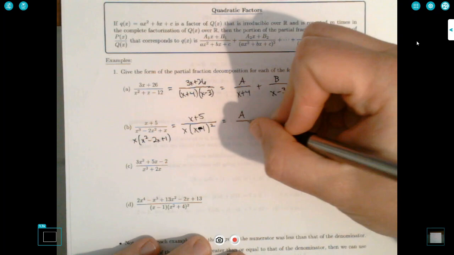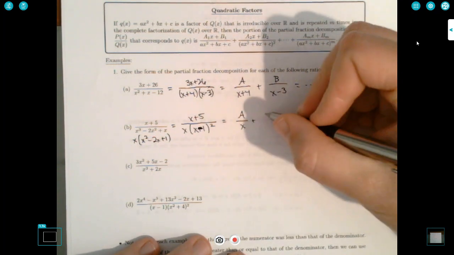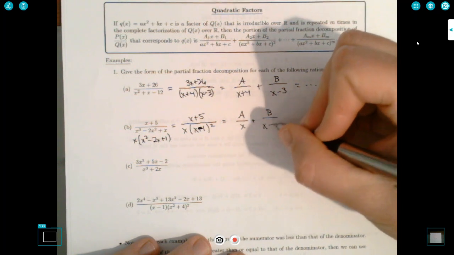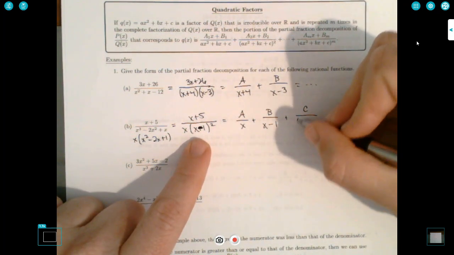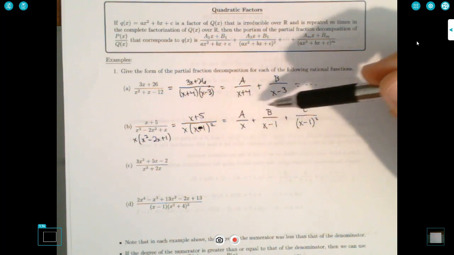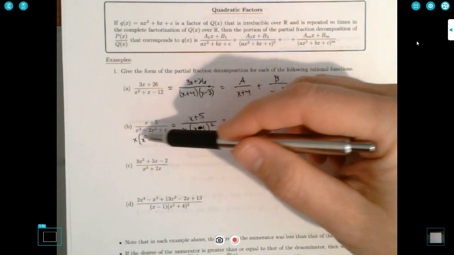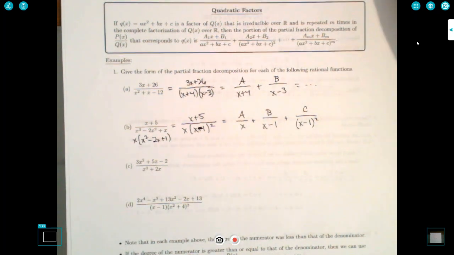You'd have a piece for the x. You'd have another piece for the x minus 1 to the first power. And then you'd have a third piece for the x minus 1 to the second power. And then again, here you'd have to solve for a, b, and c to figure out what the partial fraction decomposition is.